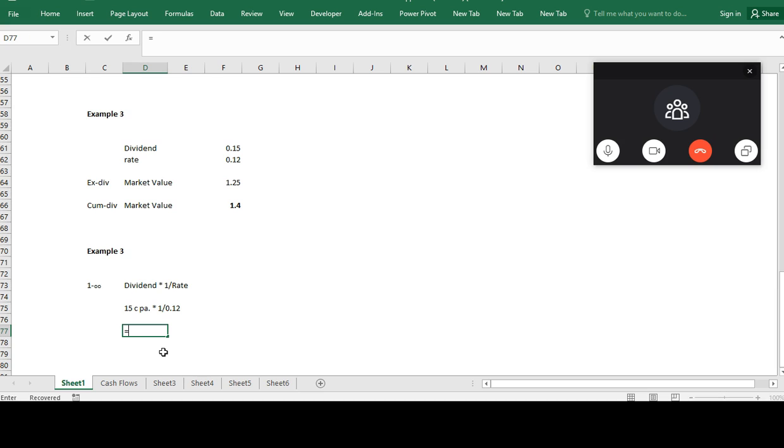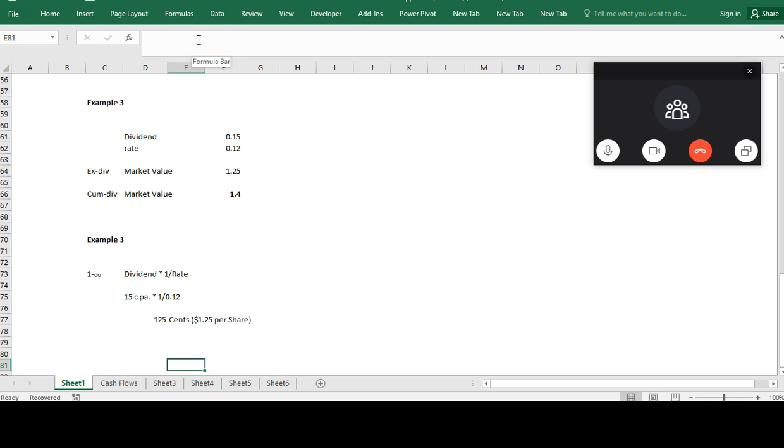It will be definitely equals 15 cents times 1 divided by 0.12, giving you 125 cents per share, or $1.25 per share. So this will be the market price, guys. This is the present value at 12%.